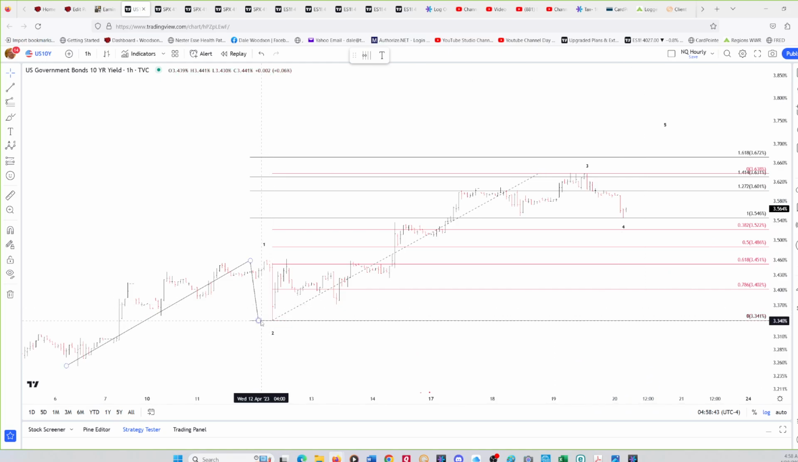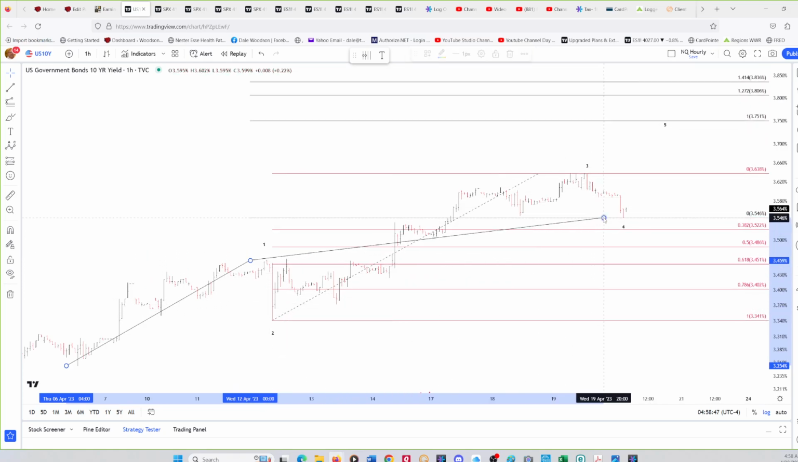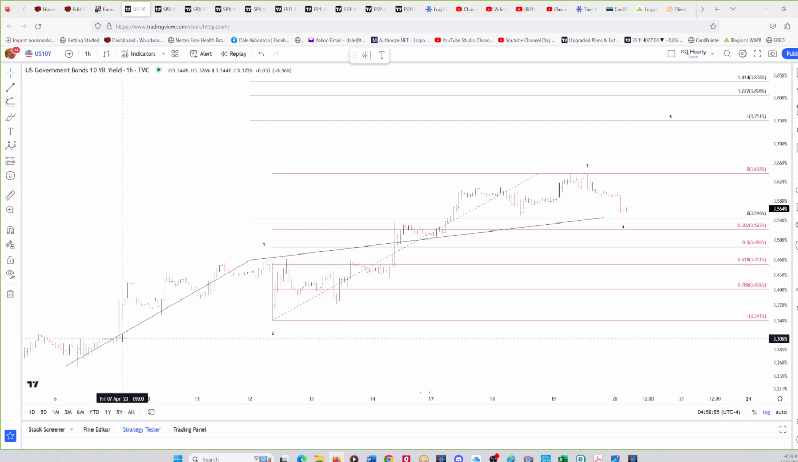If that is the 4, let's keep going. Okay, there's our 5 target. 5 equals 1 at 3.751. Okay, let's put that up there. Once that is complete, that's a completed 5-wave pattern, then we'll get a retracement of that entire 5-wave advance.